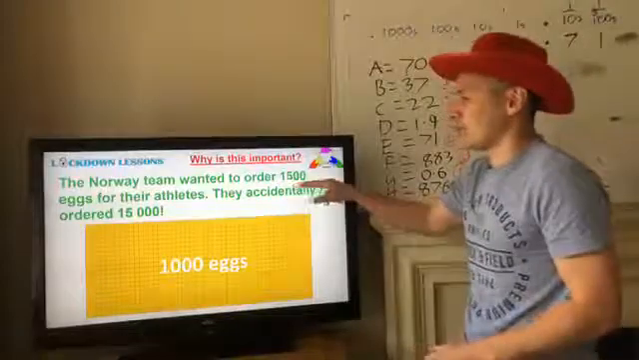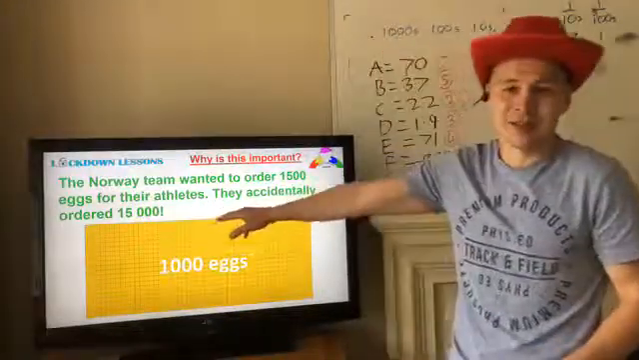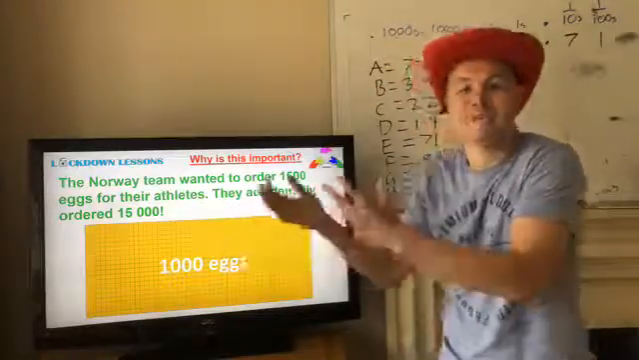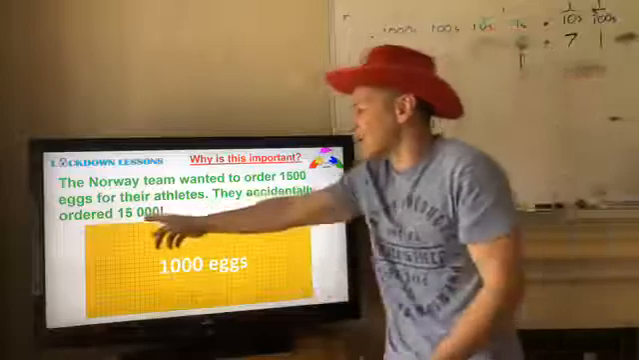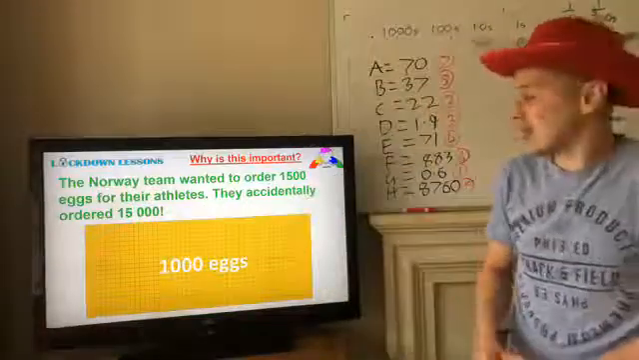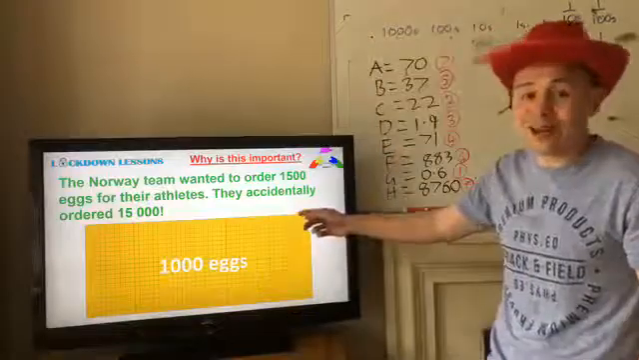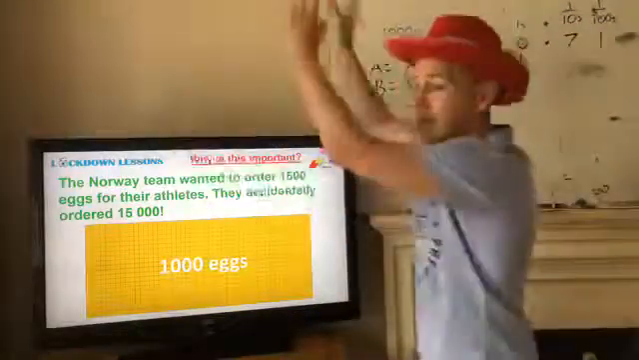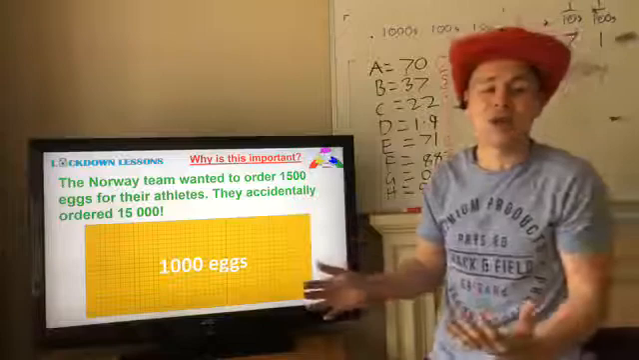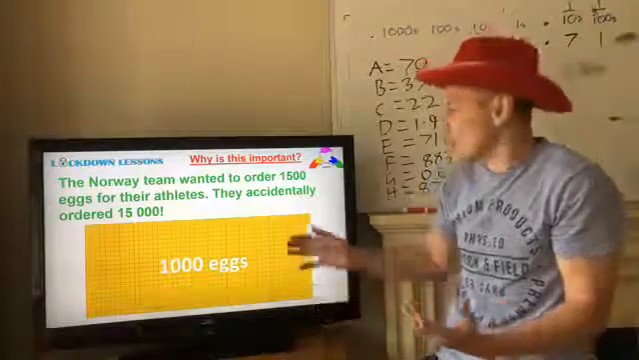1,500 eggs is what they wanted, but they accidentally ordered 15,000. They times it by an extra 10. So whatever they did, they did it very wrong, and they got 15,000 eggs instead. Okay? This is 1,000 eggs. Imagine 15 lots of that. So one of those, another one of those. Think how many eggs these people in Norway had. They had so many more eggs.